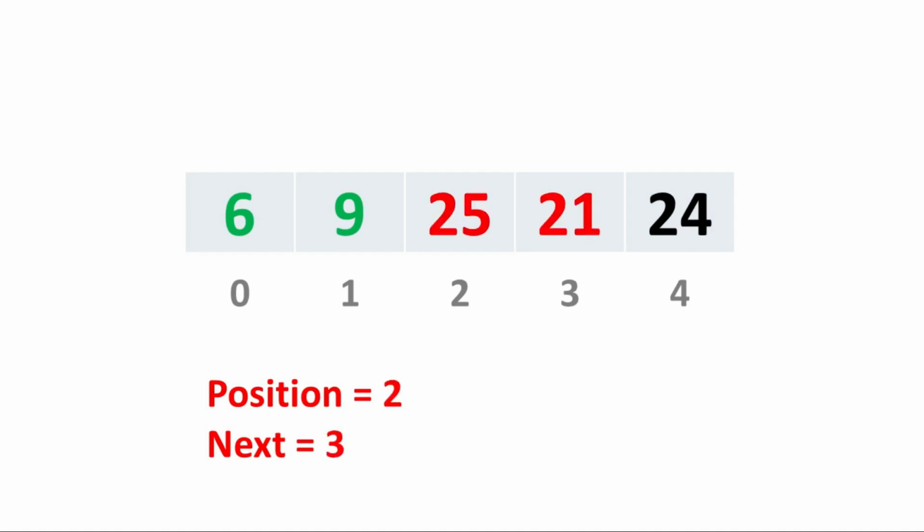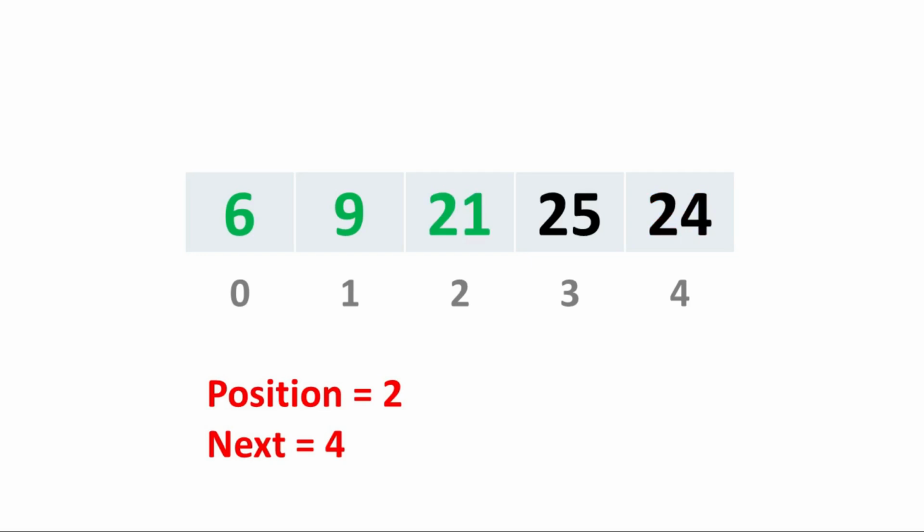Position is incremented to 2 and next element is 3. 25 is compared with 21. They are not in ascending order, swapping takes place. Position is 2 and next is incremented to 4. 21 is compared with 24, swapping is not required.